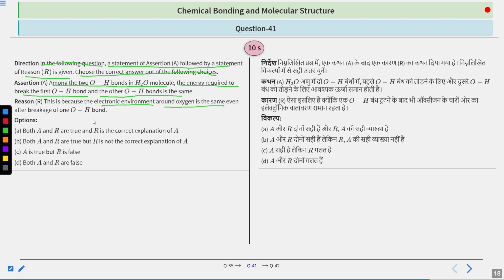So what are your options? Option A, both A and R are true, and R is the correct explanation of A. B, both A and R are true, but R is not the correct explanation of A. C, A is true, but R is false, and D, both A and R are false. Now you have 10 seconds to solve this question. Your time starts now.